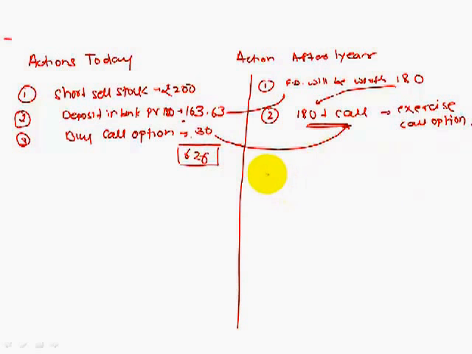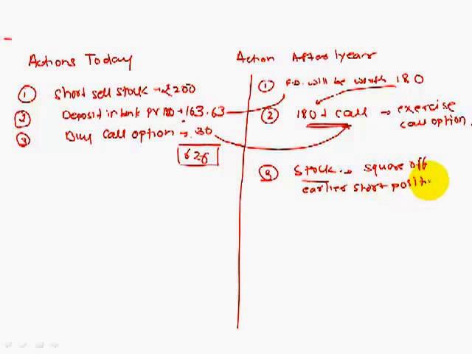Once you exercise the call option, that means buying that stock. So what you have now is a stock with you, and this stock will square off the earlier short position, which was here. It squared off the earlier short position, and therefore you could exploit an arbitrage, a riskless profit for yourself at a price of 6.26.